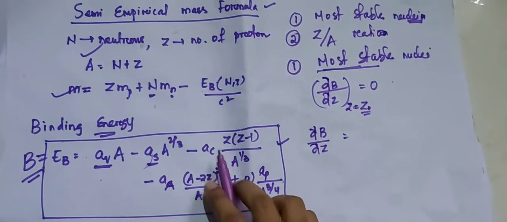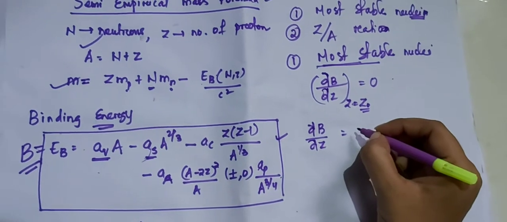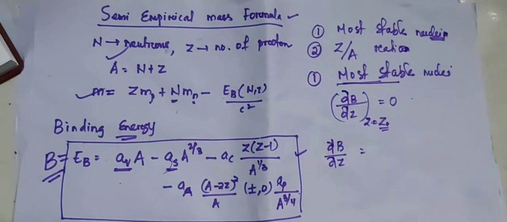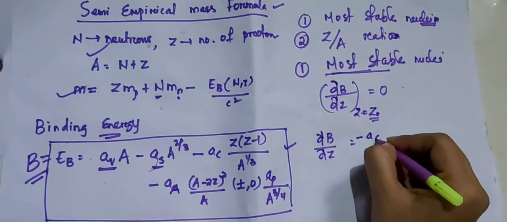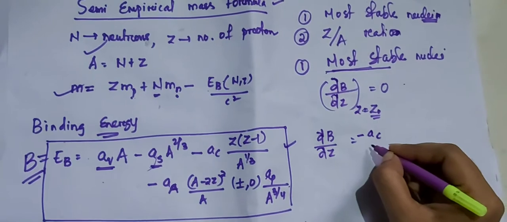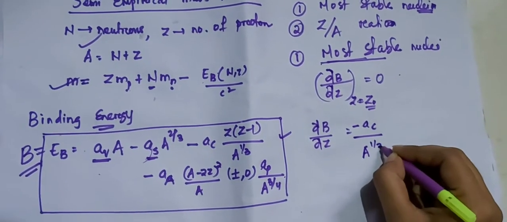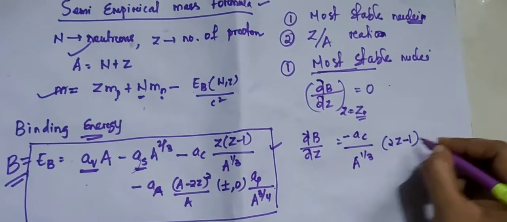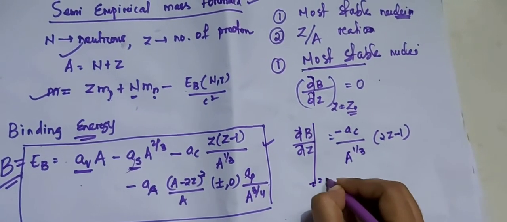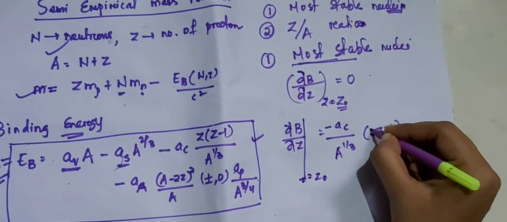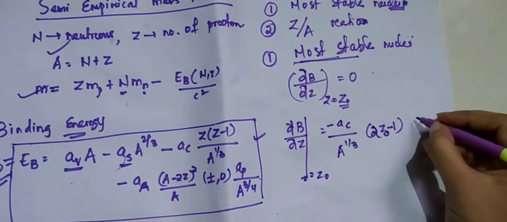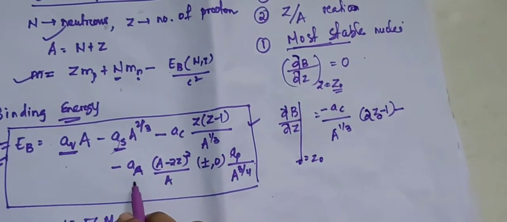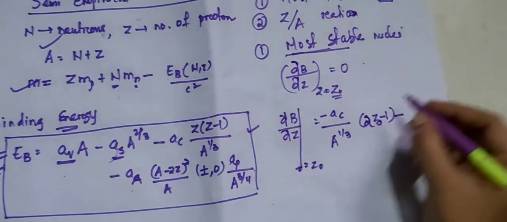For the third term, that is the Coulomb energy part, we get the derivative as minus AC by A to the power 1 by 3 into (2Z minus 1). If I am considering Z equal to Z naught, I directly put Z naught here. There is Z only in the third and fourth terms.